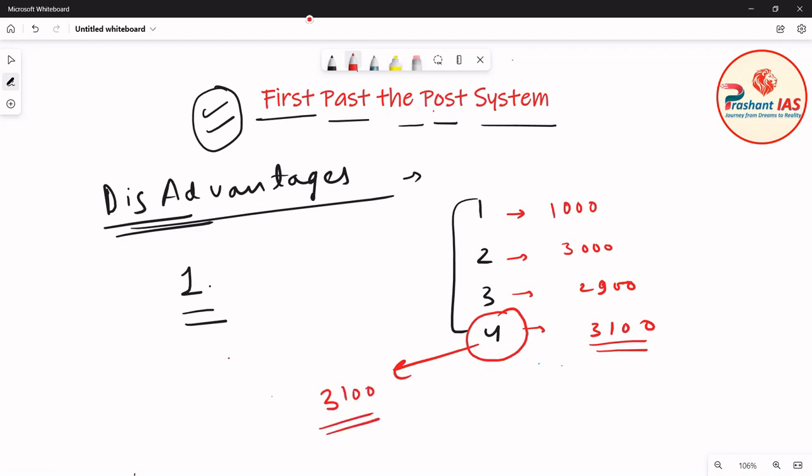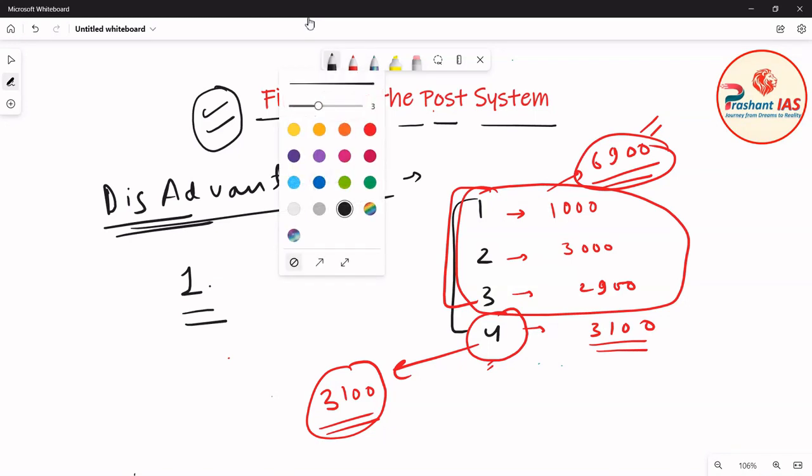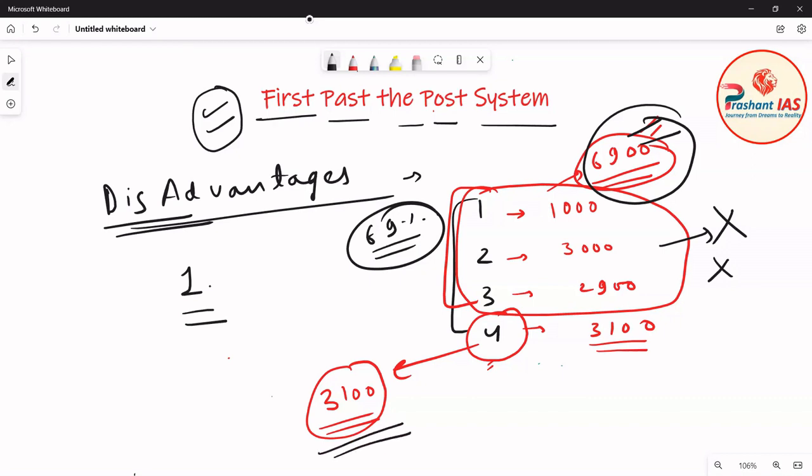And who are the losers? All these 3 are losers. And how many votes did these losers get? Together they got 6900 votes. Now what does it mean? Are you understanding the significance of this? It means that these 3 people were the choice of 6900 people, and this one was the choice of only 3100 people. The majority of the votes, 6900 votes, which is 69% of total votes, went to candidates who are unrepresented. So technically we can say that only 3100 people got the representation. This is a very huge disadvantage of this system: if the election is multi-cornered and the contestants are more, then the majority of votes go to unrepresented candidates who do not get selected.